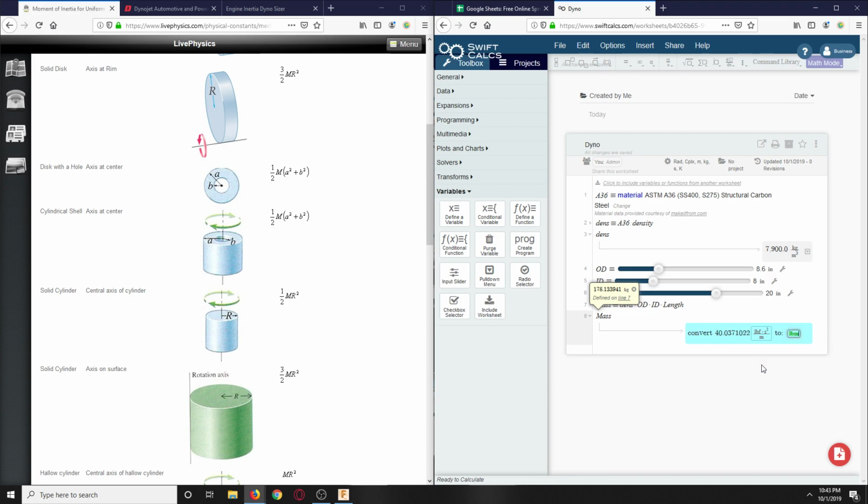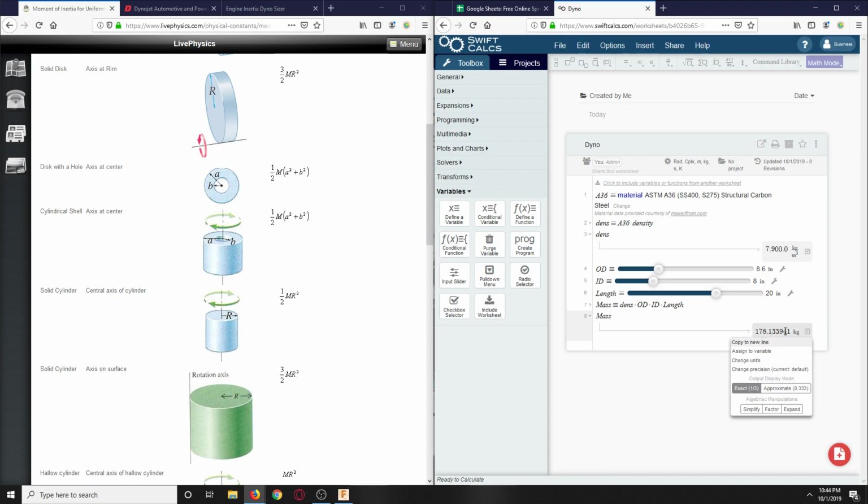Pound mass. Why is it doing that? Strange. Okay, so as you see here, we kind of convert the units. We could change it to approximate, or we could have it exact. Generally exact will give you some equation, right? Okay, so that is our mass.